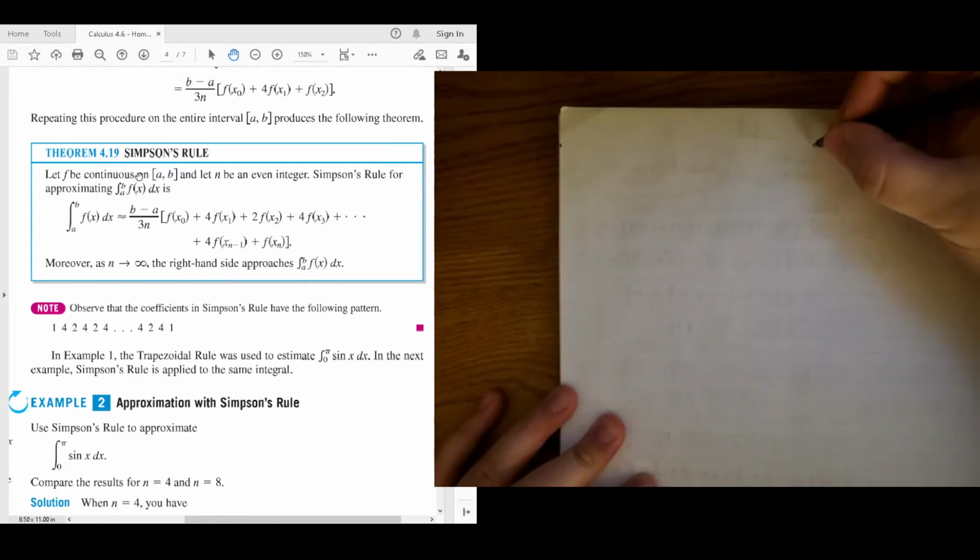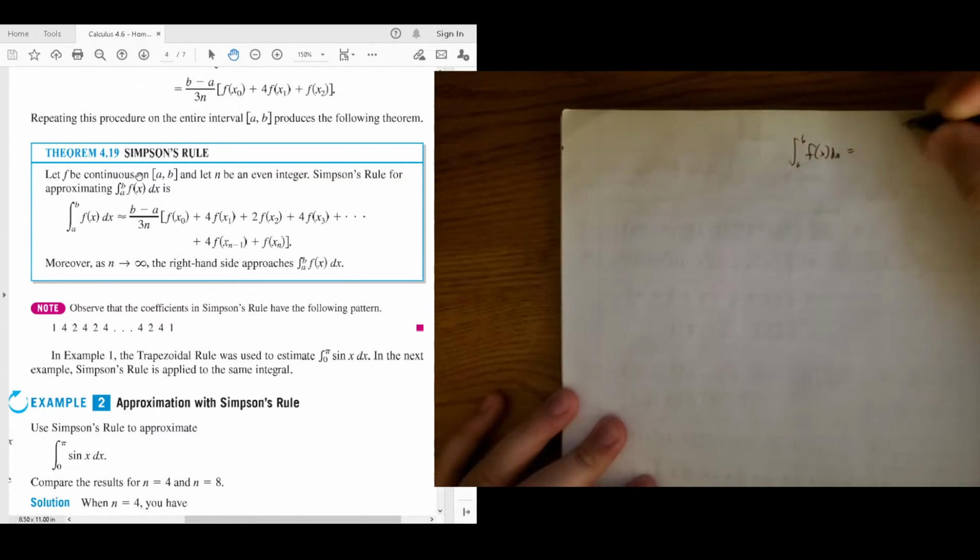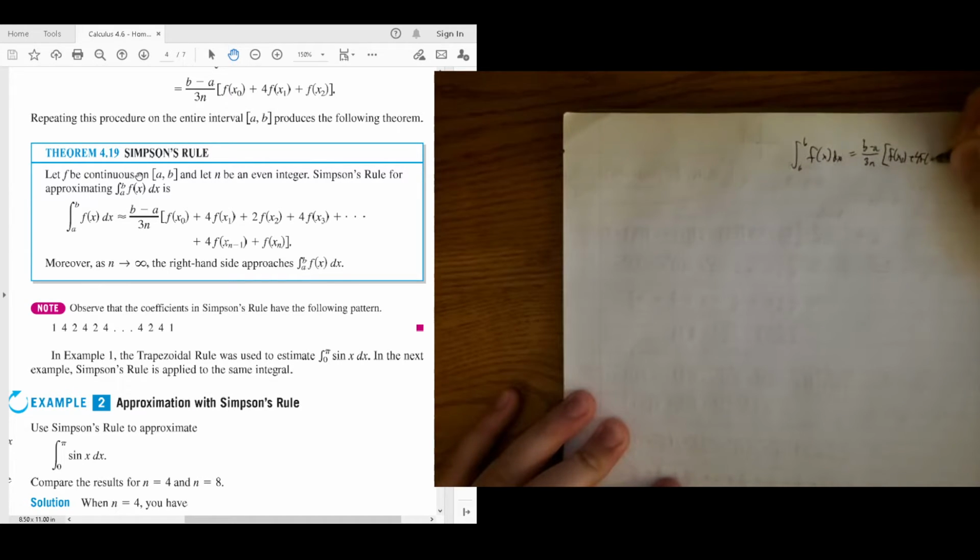So our formula is the integral from a to b of f of x dx is equal to b minus a over 3n times f of x sub 0 plus 4 f of x sub 1 plus 2 f of x sub 2 plus dot dot dot 4 f of x sub n minus 1 plus f of x sub n.